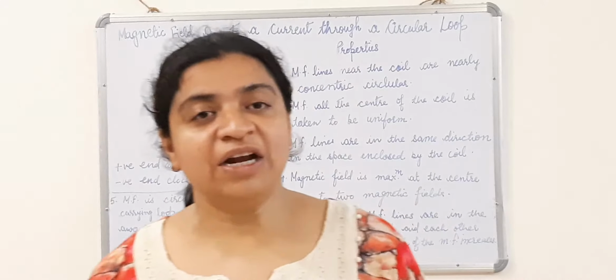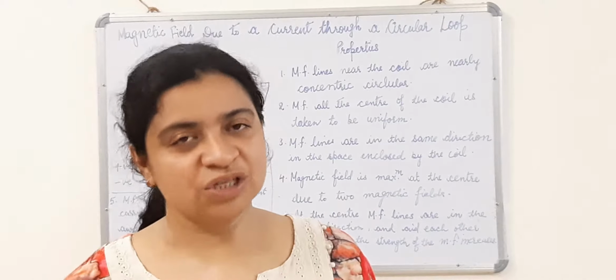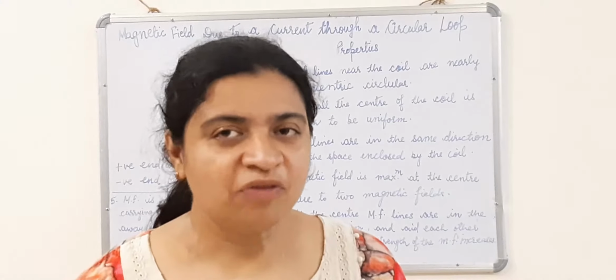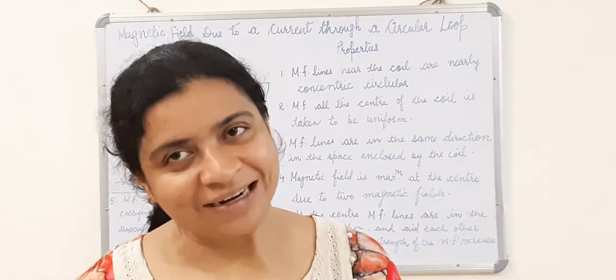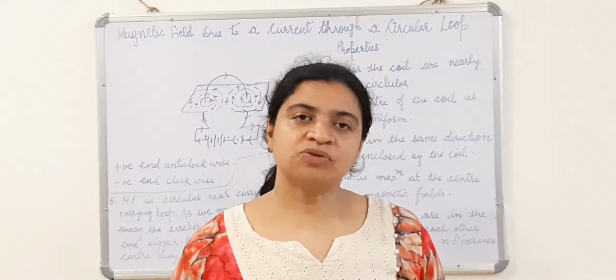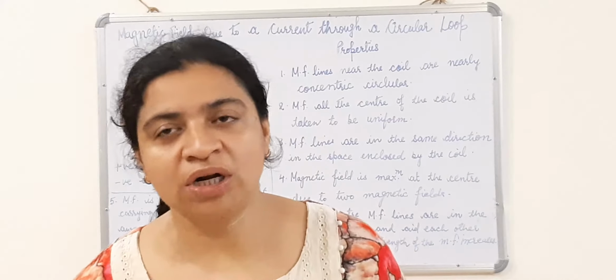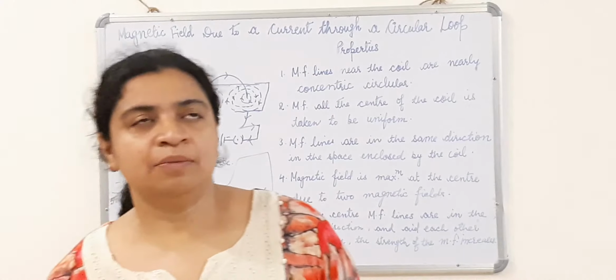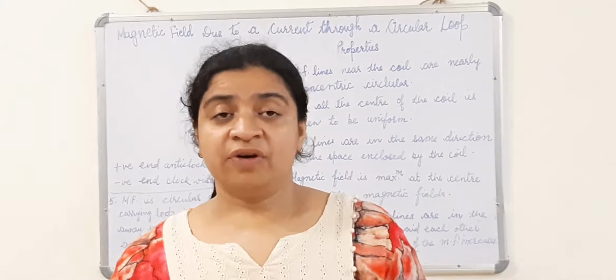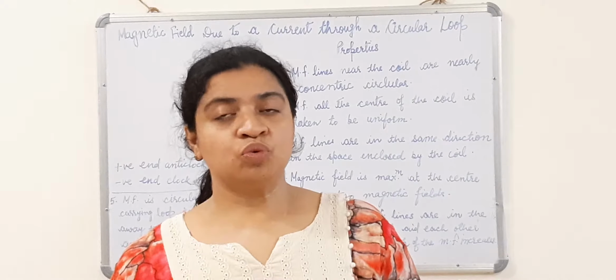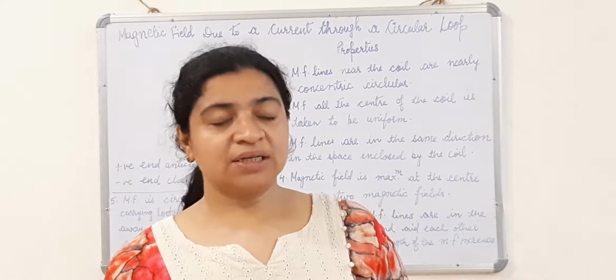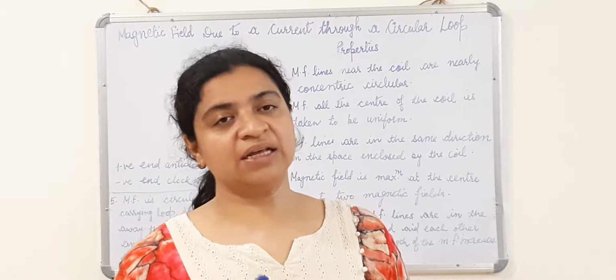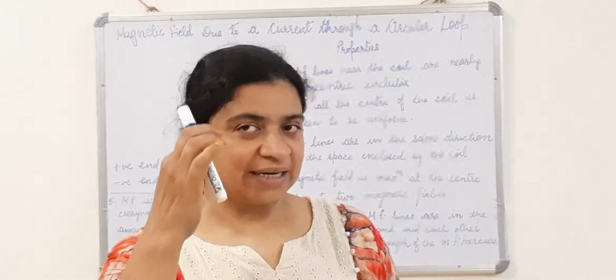And in the third video, we had talked about the pattern of magnetic field lines around a current carrying straight conductor. Along with that, we had talked about the right hand thumb rule, which is also known as Maxwell's corkscrew rule. Why is it known as the right hand thumb rule? Because according to the statement of this rule, if we consider we are holding a current carrying straight conductor in our right hand.